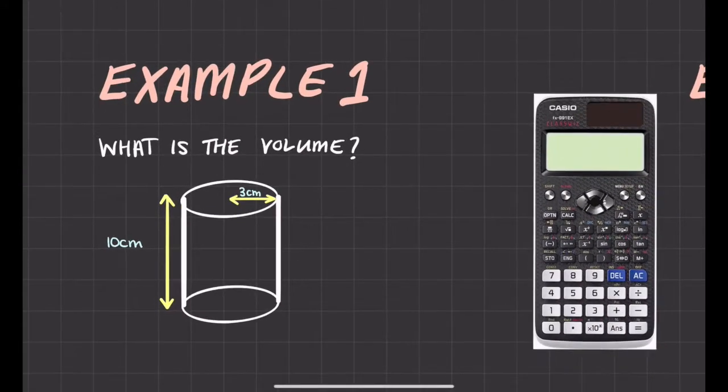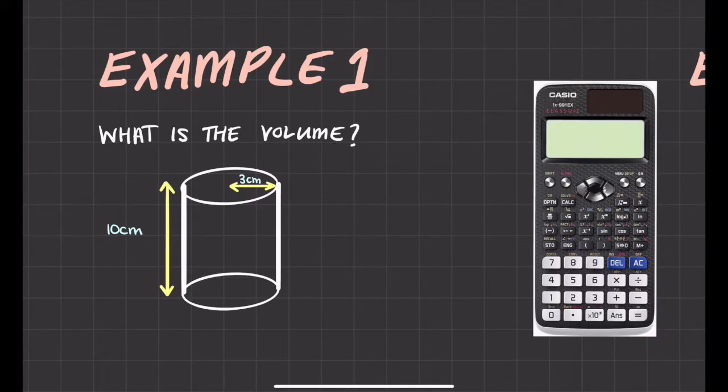So here's one example. It says, what's the volume? So for this shape here, we've got the circle on top. That's got an area of pi times r squared, and we're going to multiply that by the length, and the length there is 10. So let's put those numbers in. So we've got pi times 3 squared times by 10.